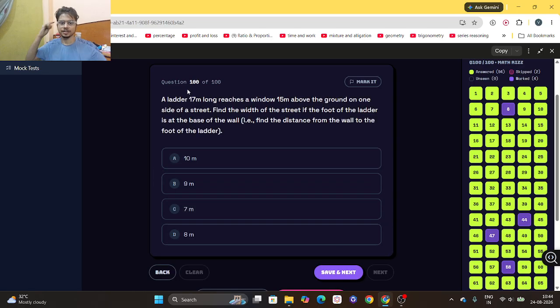A ladder 19 meters long reaches a window 15 meters above the ground on one side of the street. Find the width of the street if the foot of the ladder is at the base of the wall.